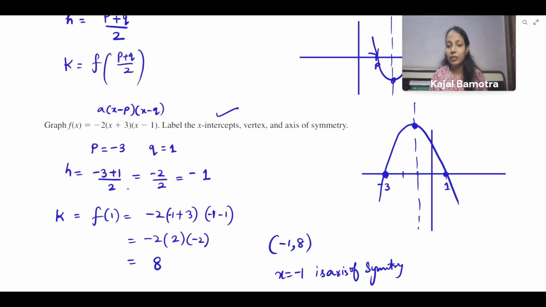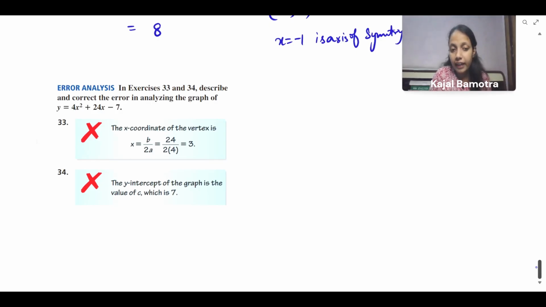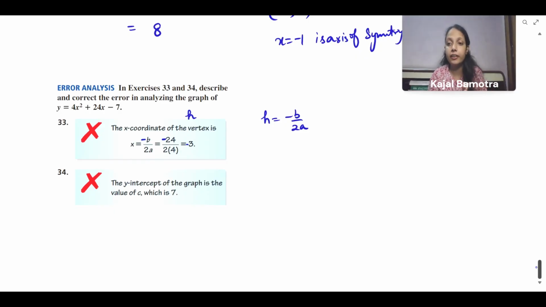Done? This question is solved. Next, we have to identify the error. It says the x-coordinate of the vertex. The x-coordinate of the vertex means the h value. H is minus b over 2a. They are skipping the minus with b. It should be minus with this, so the answer is negative. So the correct x is -3. Next question says the y-intercept of the graph is the value of c, which is 7.